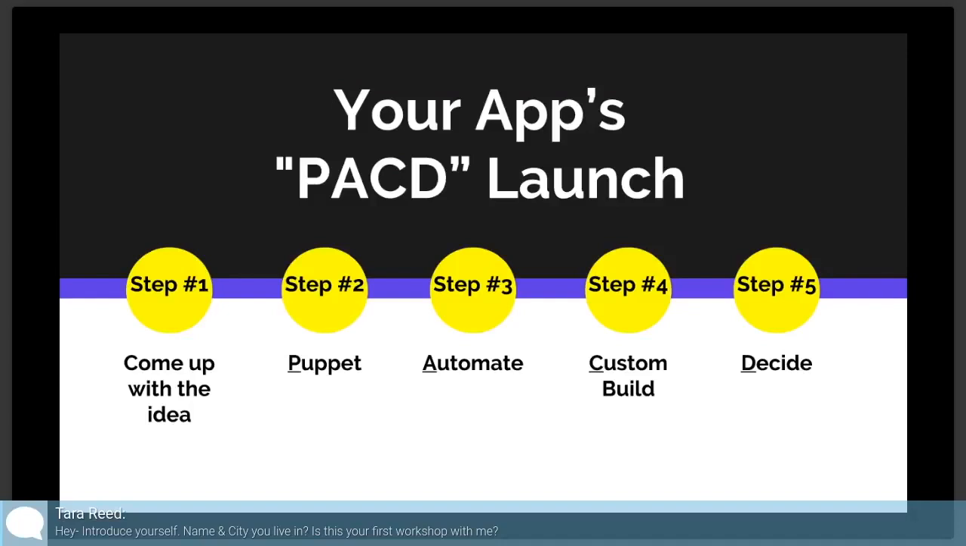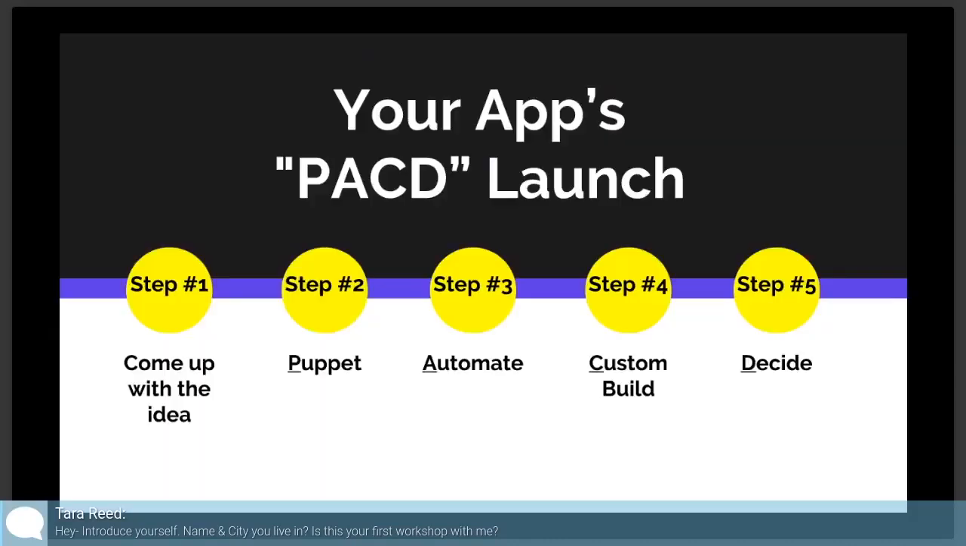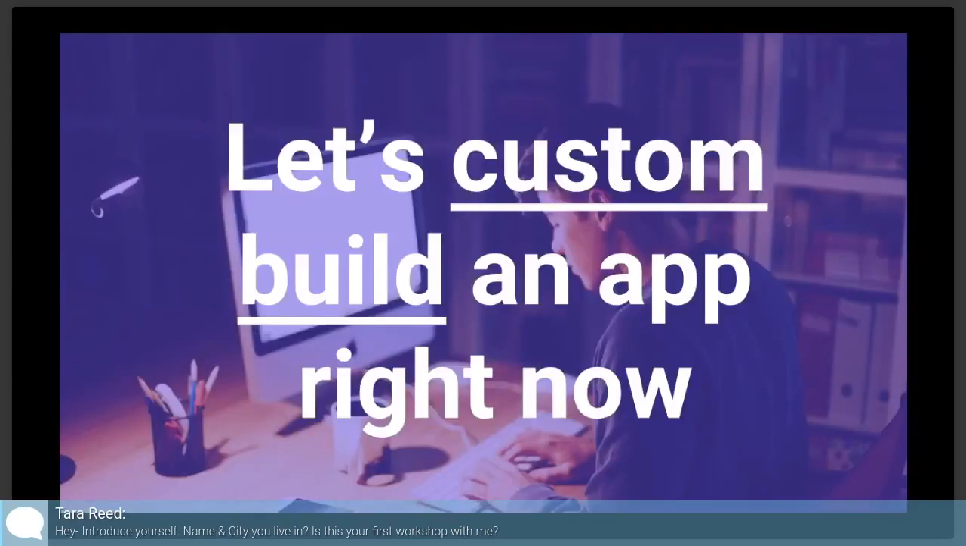A lot of the problem is people try to make the decision about exactly what to do with their app and the technology way too early. So custom build. You want to custom build when you've made $5,000 plus, right? That's exactly when you want to do stuff like that. And by the way, all of those tools I showed you in the automate phase, most of them cost under $50 a month to use. Most of them are less than $50 a month. So I'm going to fast forward a little bit through some of this because the paced launch is going to allow you to puppet, automate, and then custom build.